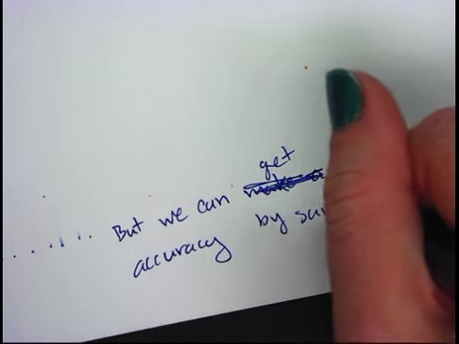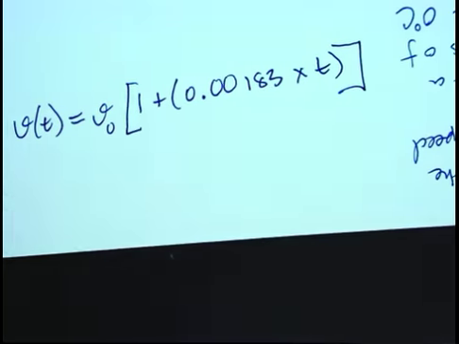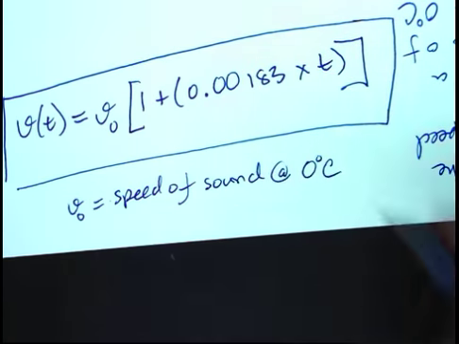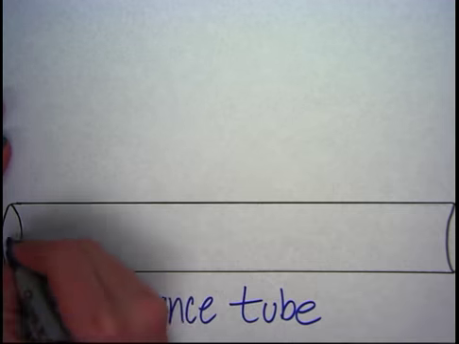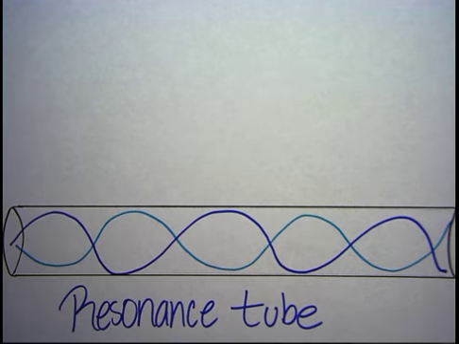This gives the speed at a specific temperature equal to the speed at 0 degrees Celsius times 1 plus 0.00183 times temperature T as your speed of sound at a given temperature. So what we're going to do now is look at how we are actually going to measure the speed of sound with our resonance tube.